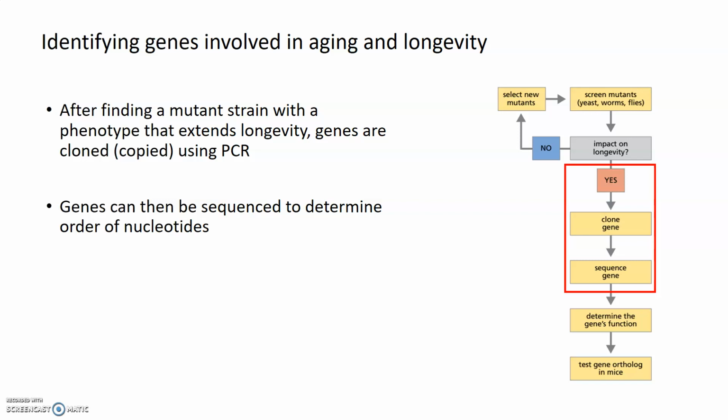And so if you do find a gene or a mutant with an impact on longevity, we can then identify which genes are involved in either extending longevity or shortening it, or in some type of detrimental effect of aging, by copying that gene or cloning it using PCR. PCR generates a lot of copies of a very specific piece of DNA. And so you can identify that piece of DNA that you want to copy or clone and multiply it using PCR. And then we can sequence those cloned genes to determine the order of nucleotides. You can do that in several different ways, using several different types of sequencing.